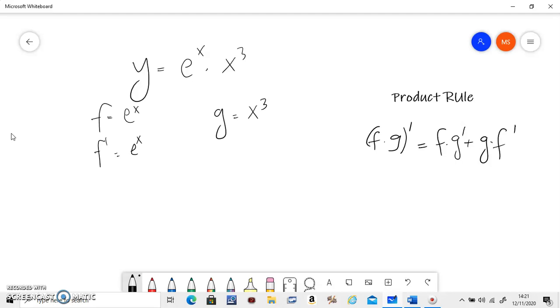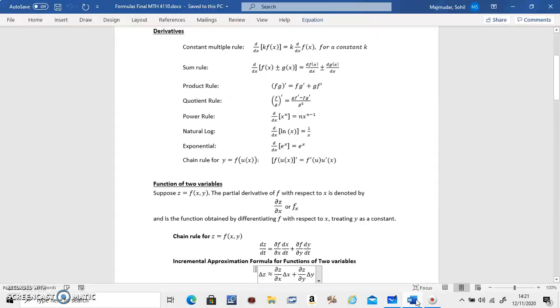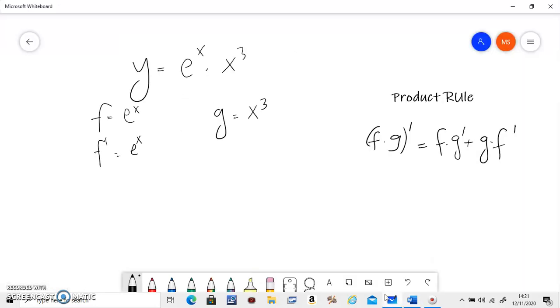If you don't remember this, you look at the list of formulas. You can either Google it or you should be able to see this in the formula list. e to the x remains the same. The second one is x cubed, which is of the form x to the n. So that should become 3x squared using the power rule.